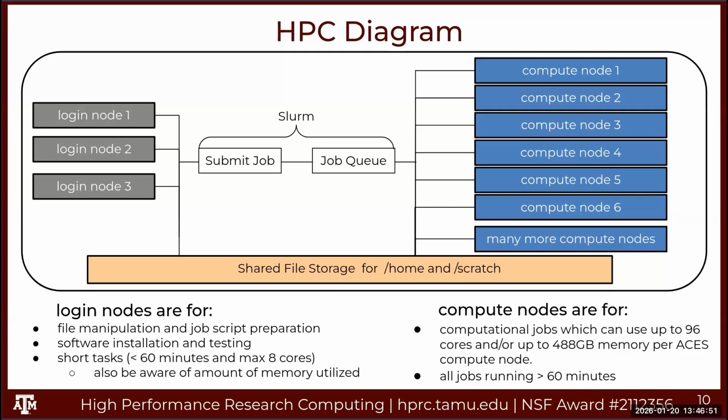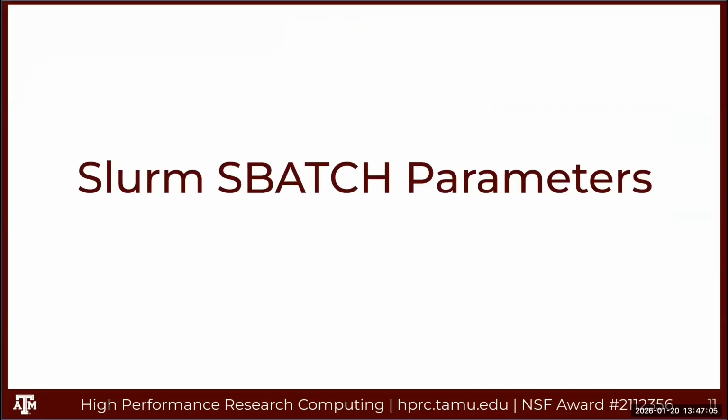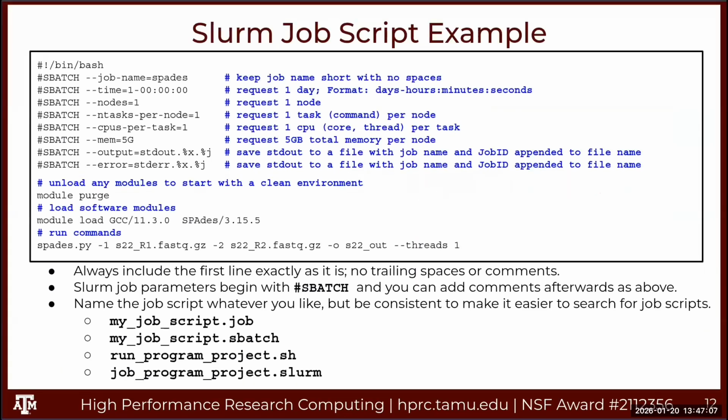But just remember, the login nodes have a max runtime of 60 minutes per task, and you don't want to use more than 8 cores. But on the compute nodes, you can definitely run a job for a number of days, and we'll cover that later. All right, here's an example.